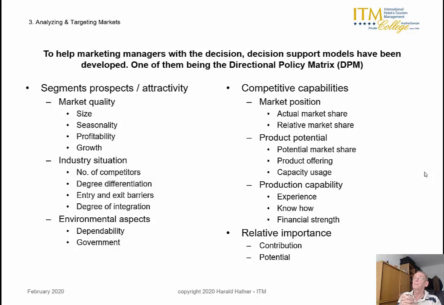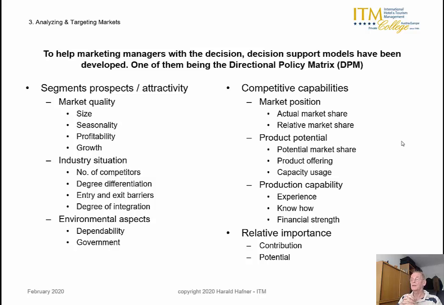So in order to help marketing managers with the decision which market segment to target, decision support models have been developed. One of them is the directional policy matrix, which has been developed by Shell Oil. And the directional policy matrix, as you can see in this slide, has more than one factor to look at the segment's prospects and attractivity, and more than one factor to look at the so-called competitive ability.